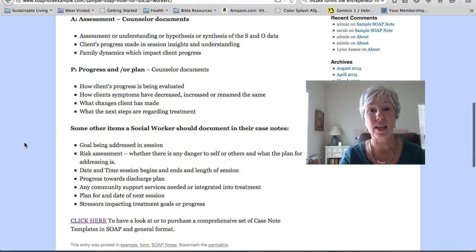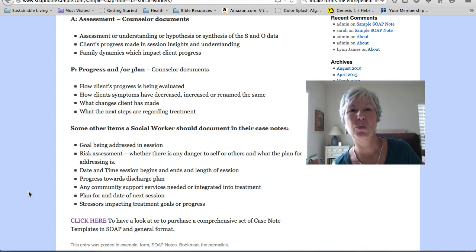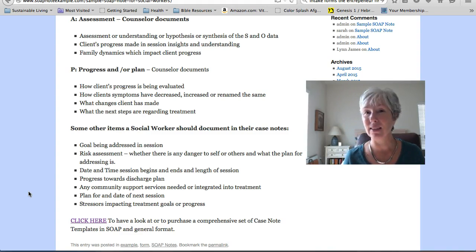So some other items that a social worker would want to document in their case notes would be specifically what goal from the treatment plan is being addressed in the session. Risk assessment, is there any danger to self or others? Of course, the date and time that the session begins and ends, and the length of session. Progress towards the discharge plan.